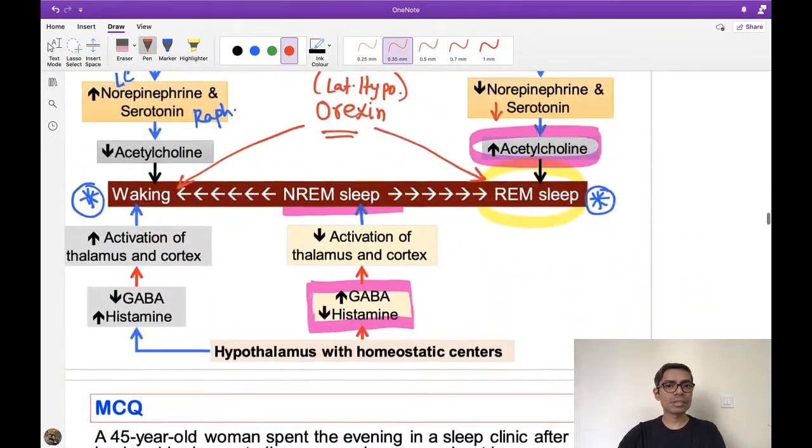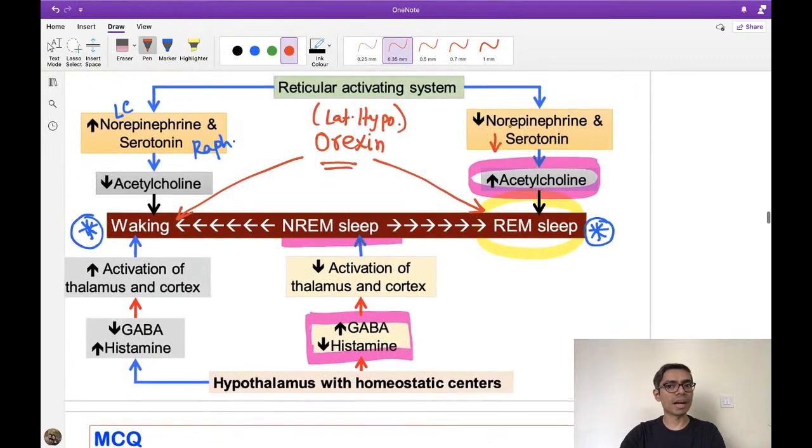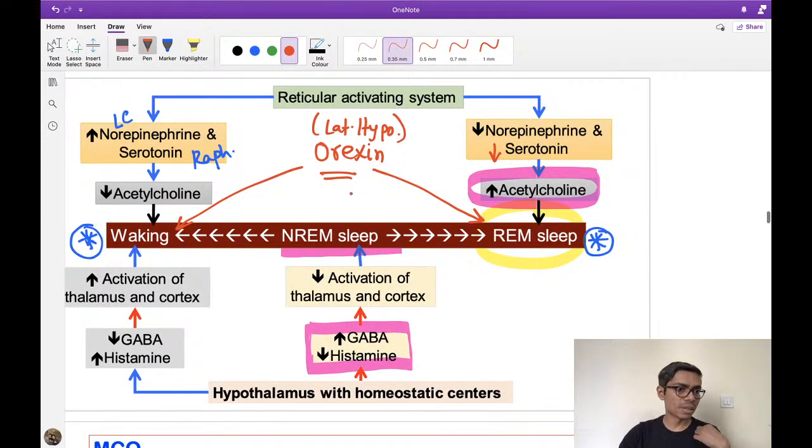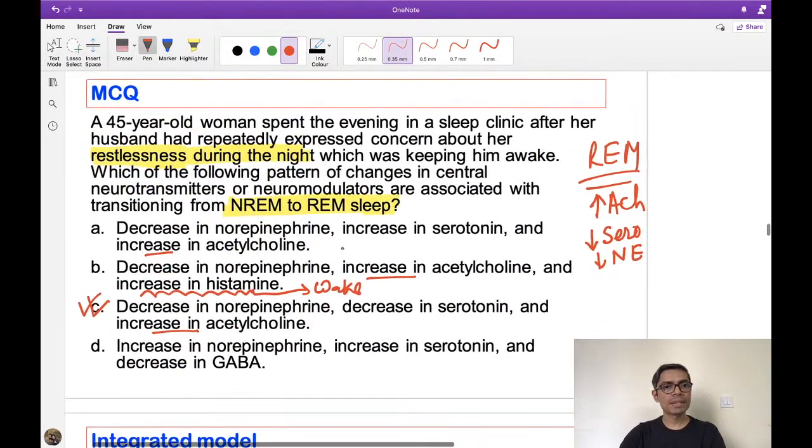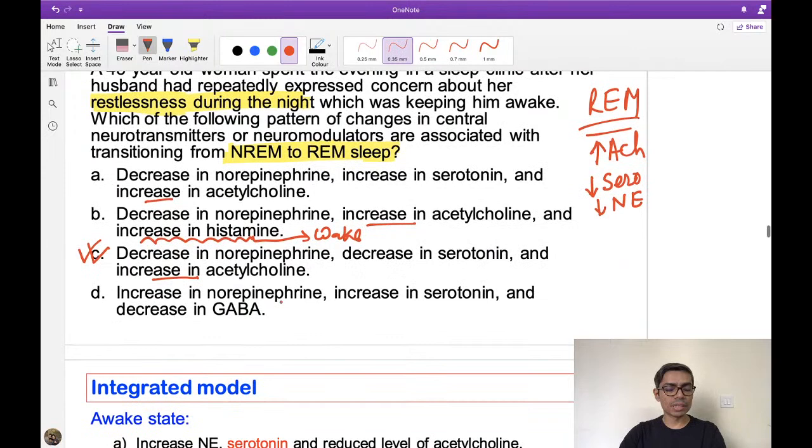Now, even if the question is non-REM to REM or wakefulness to REM, the answer will be the same. Whether it is non-REM to REM or from wakefulness to REM, you require a huge amount of acetylcholine and a decreased amount of norepinephrine and serotonin. That's why the arrow is put here also, and here also. So this is the thing.